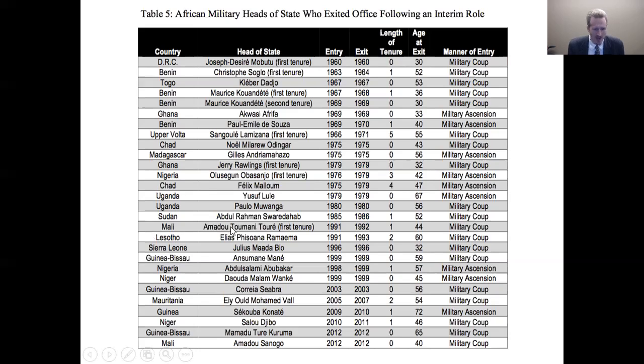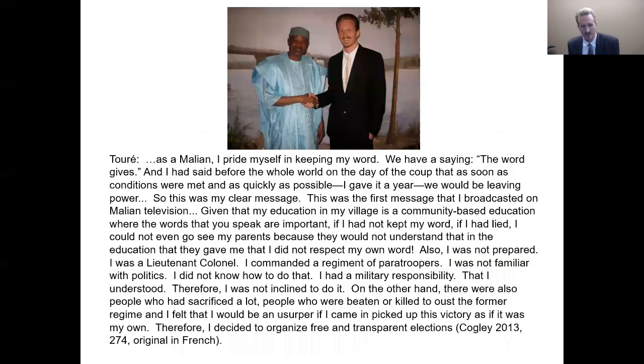Right here, Amadou Toumani Touré. His first tenure, he was a two-time president. So his first tenure came from a military coup. His later tenure came from winning the election. But that was not a direct transition. There was a president in between those two tenures.